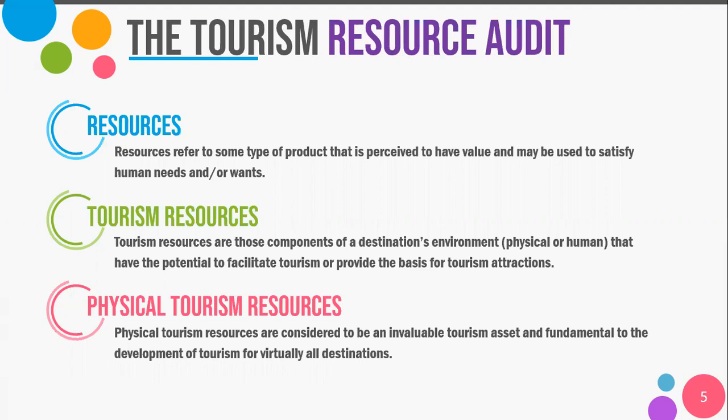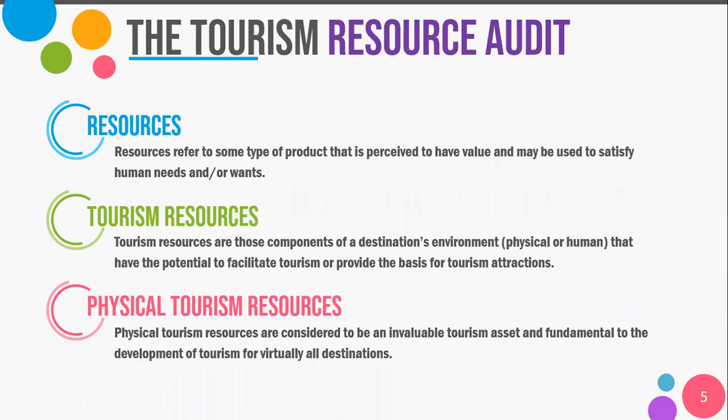Resource refers to a type of product that is perceived to have value and may be used to satisfy human needs and or wants. So everything that has value and everything that can satisfy your need is known as resources. When we talk about financial resources, we talk about money, because we perceive money as something that has value. RM1, RM2, RM3. And with money, it can satisfy our human needs and wants. We want to eat because we need to eat, so we use money to buy food. That is known as a resource.